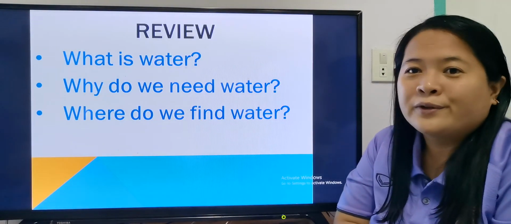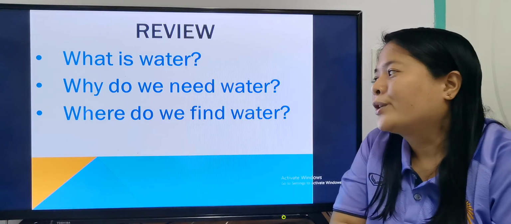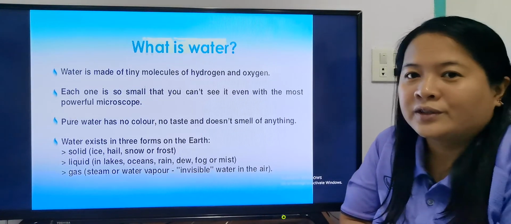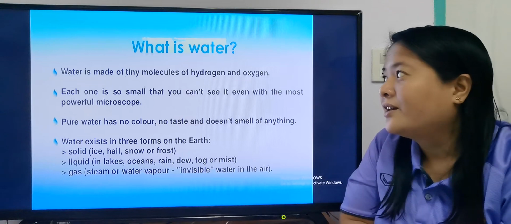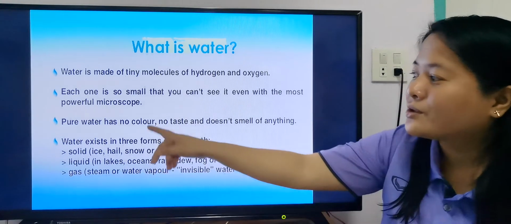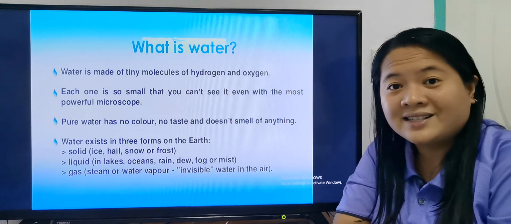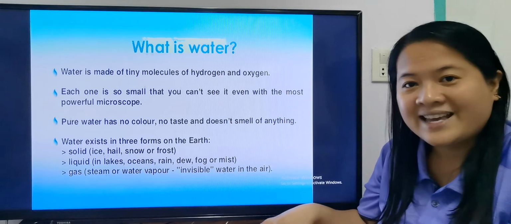So we're going to review what is water, why do we need water, and where do we find water. What is water? We said that water is made up of tiny molecules of hydrogen and oxygen. Water has no color, no taste, doesn't smell of anything, and it exists in three forms. You already studied this: solid, liquid, and gas.